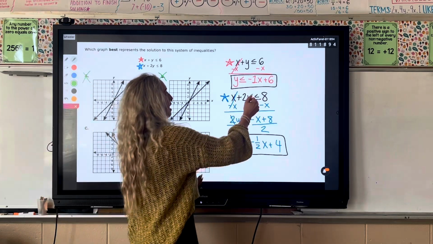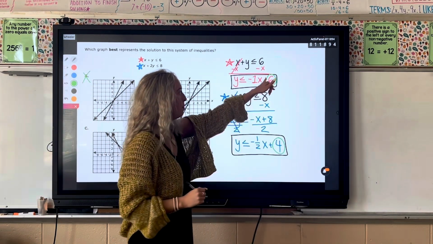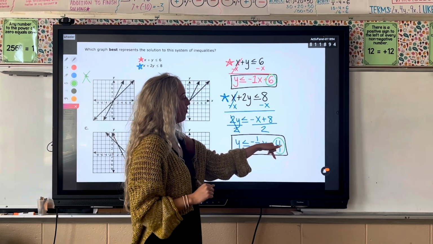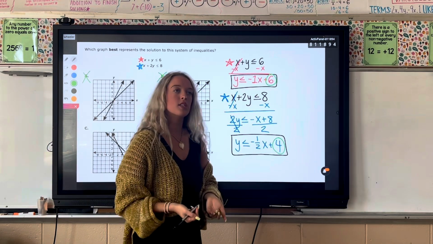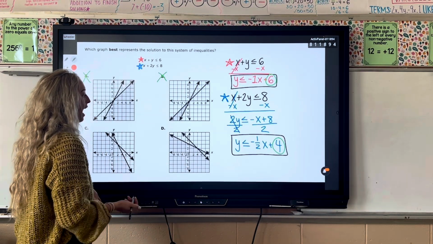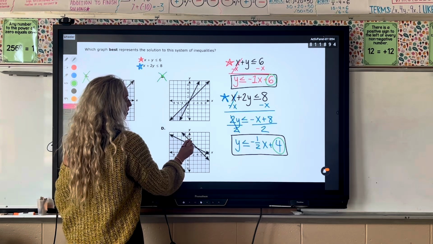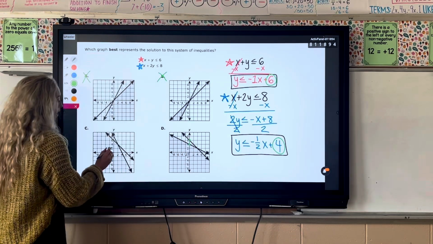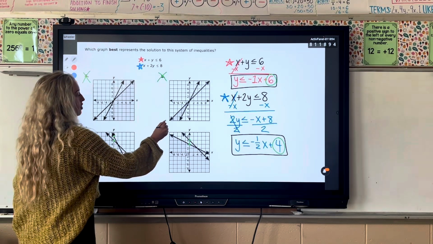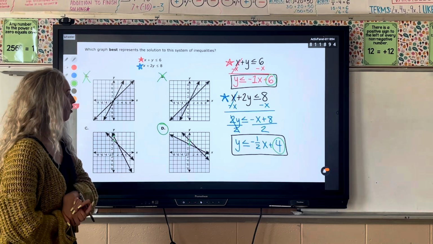So looking at my problems, my value of b for this linear inequality is 6, and for this one is 4. These represent the y-intercepts, which is where I cross through the y-axis. So looking here, one crosses through 6, one crosses through 4, but here I've got something crossing through 6 and 8. So just by process of elimination now, I know that D has to be the correct answer.